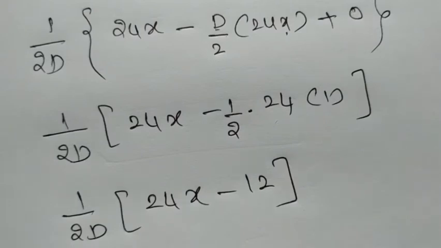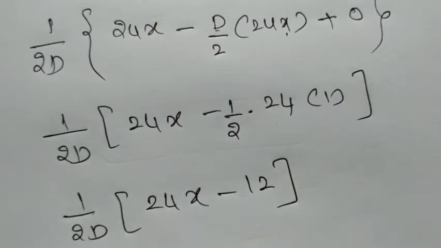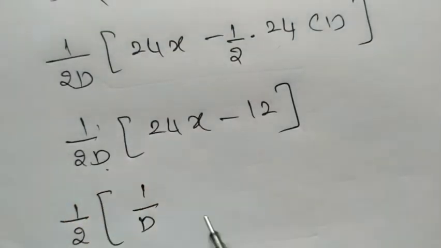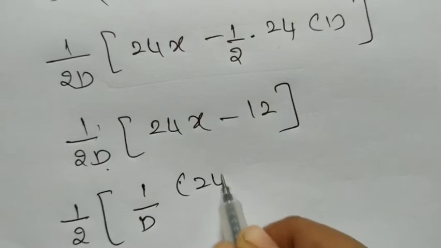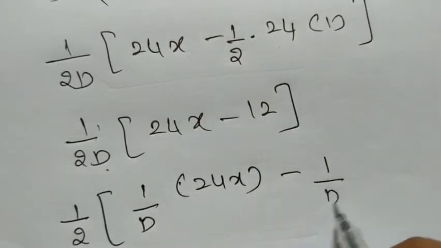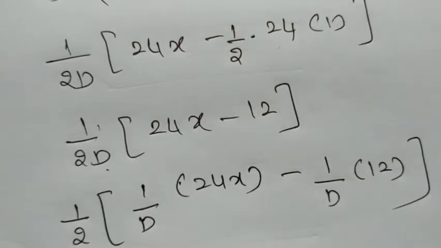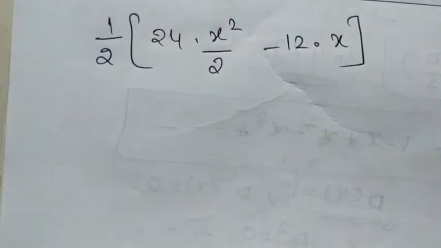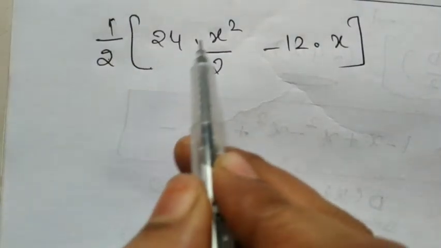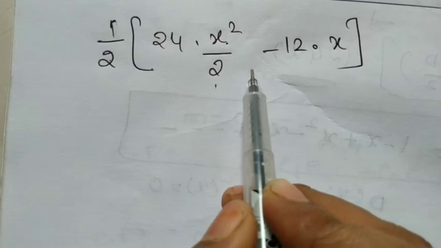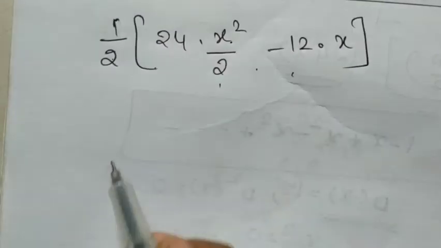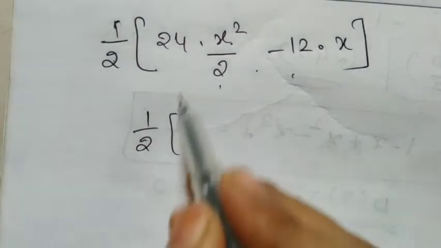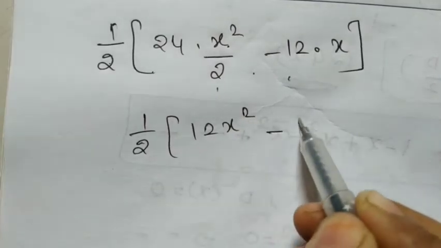1 by 2d of 1 by 2 of 1 by d of again here 1 by d of 24x minus 1 by d of 12. Okay. So 1 by 2 of 24 into x square by 2 minus 12 into x. So 1 by 2 of 12x square minus 12x.